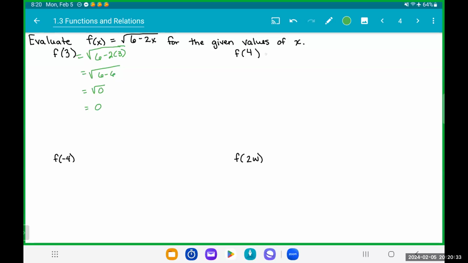What if we evaluate it at 4? We take the square root of 6 minus 2 times 4. That is the square root of 6 minus 8, which equals the square root of -2. And as I mentioned, our radicand must be greater than or equal to 0. Since it is not greater than or equal to 0, it is undefined.